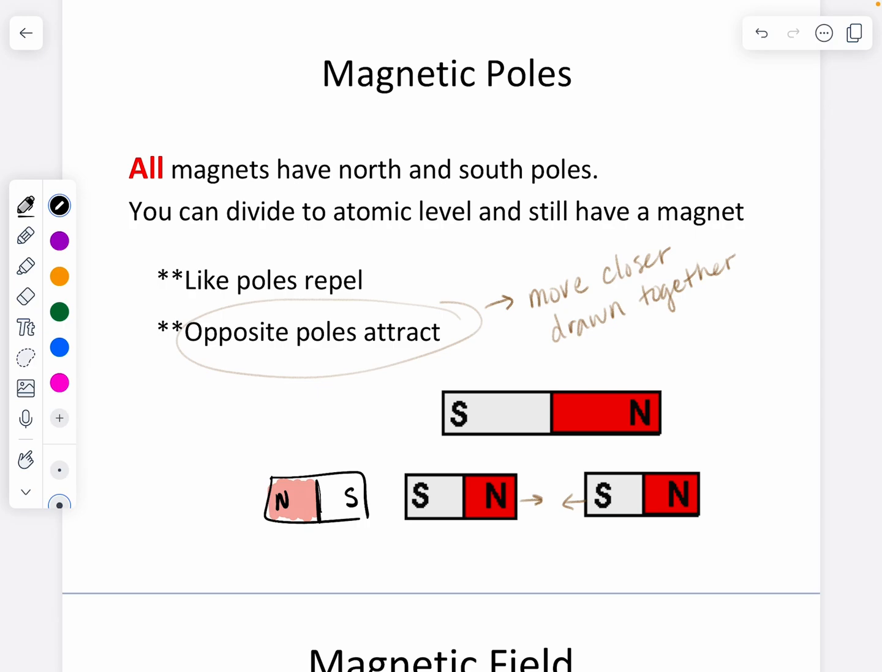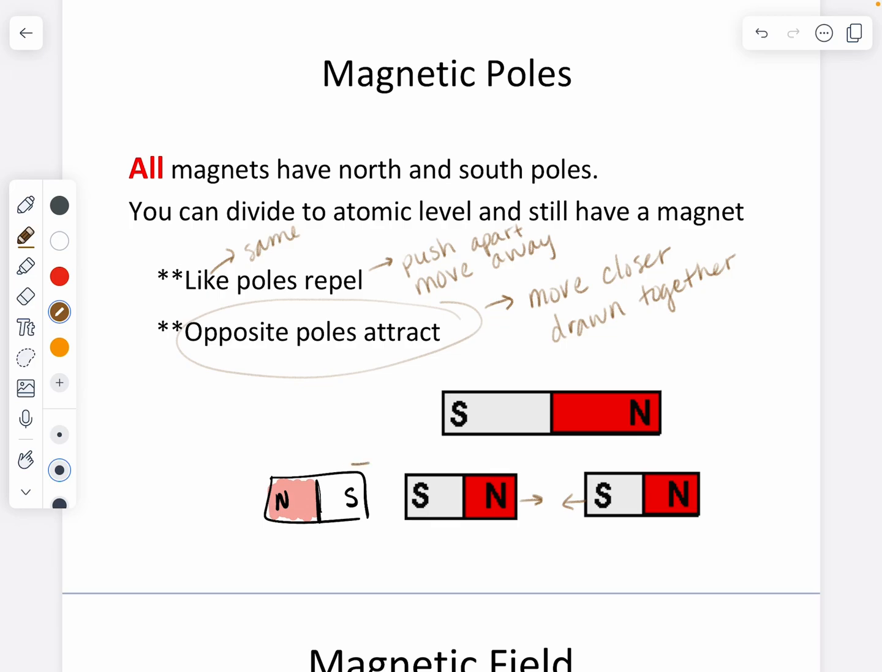These are what we call like poles, meaning that they are of the same kind. So in this case, it is a south and a south that I have brought close to each other. And because they are the same, they are going to repel. So this word repel means that they are going to push apart or push away from each other. So these two are going to want to move away from each other.